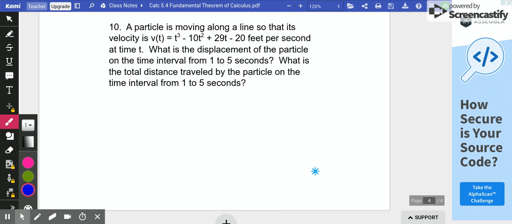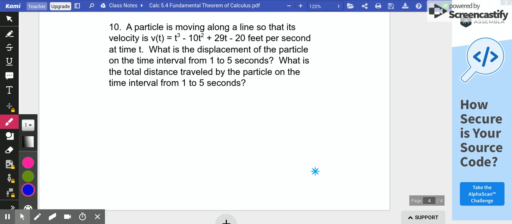Now, remember, this is velocity. If we want displacement and distance, that's a position function. So we're going to need to take the antiderivative of velocity to find both of these, okay? Because displacement and distance are related to position.